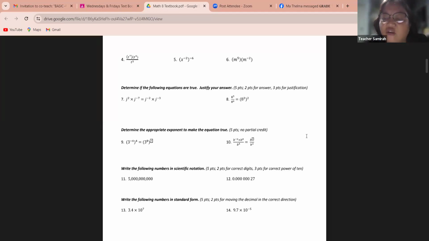Is 8 raised to 5 equal to 8 raised to 6? What do you think? Is it the same? Do you think it is the same? True or false? The answer would only be true or false. What do you think?